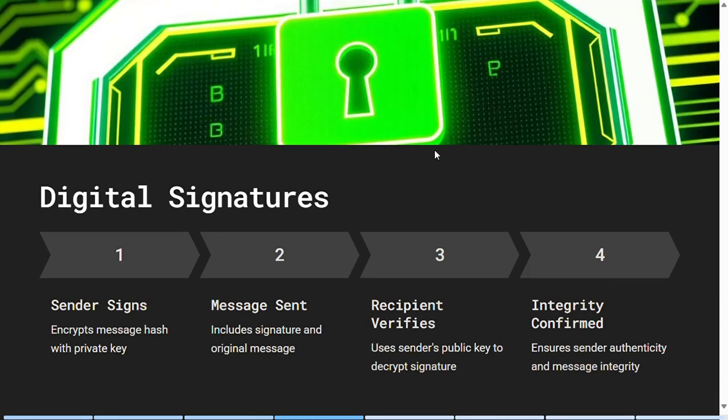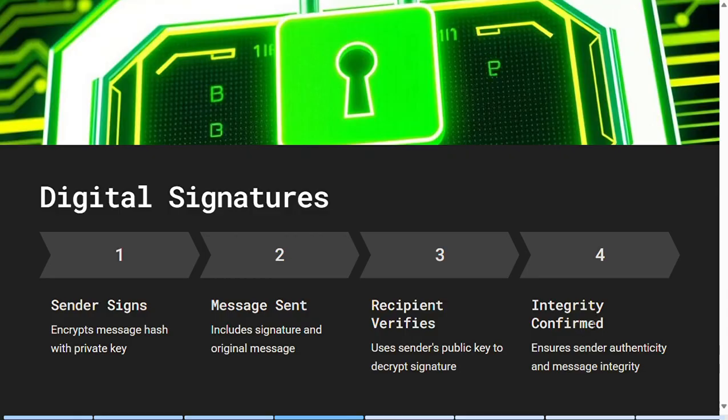Next, we will see the steps for digital signatures. First, sender signs. Second, message sent. Third, recipient verifies. And at last, integrity is confirmed. How it works: sender creates a hash of the message. Hash is encrypted using the sender's private key. Recipient uses the sender's public key to verify. And last, it ensures sender authenticity and message integrity.